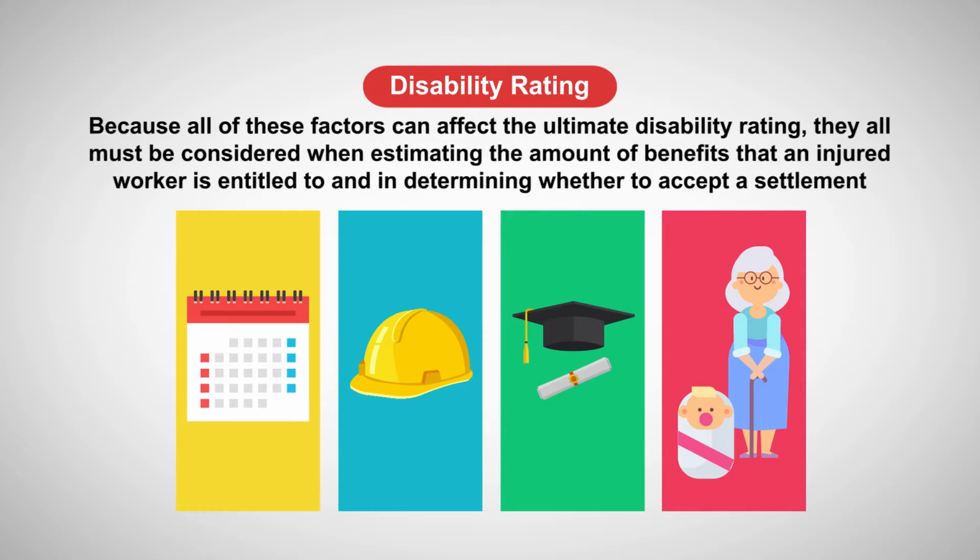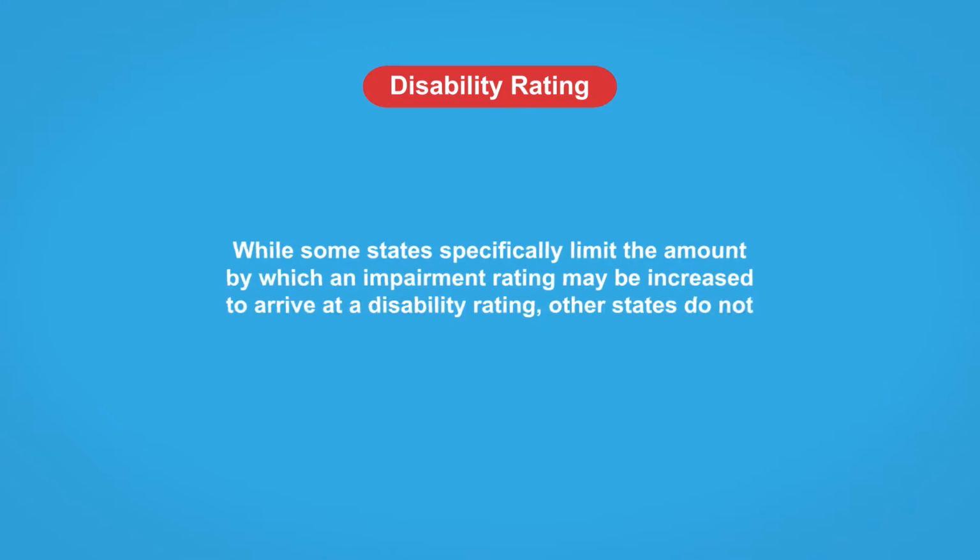Because all of these factors can affect the ultimate disability rating, they all must be considered when estimating the amount of benefits that an injured worker is entitled to and in determining whether to accept a settlement offer. While some states specifically limit the amount by which an impairment rating may be increased to arrive at a disability rating, other states do not.